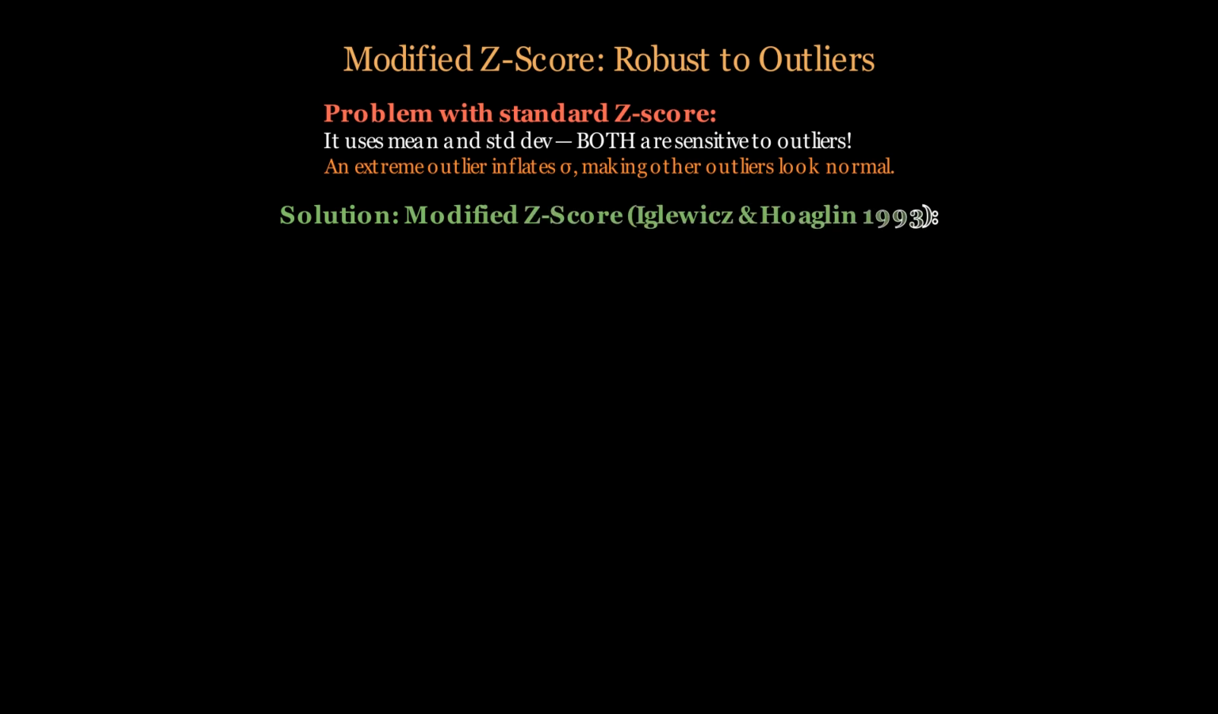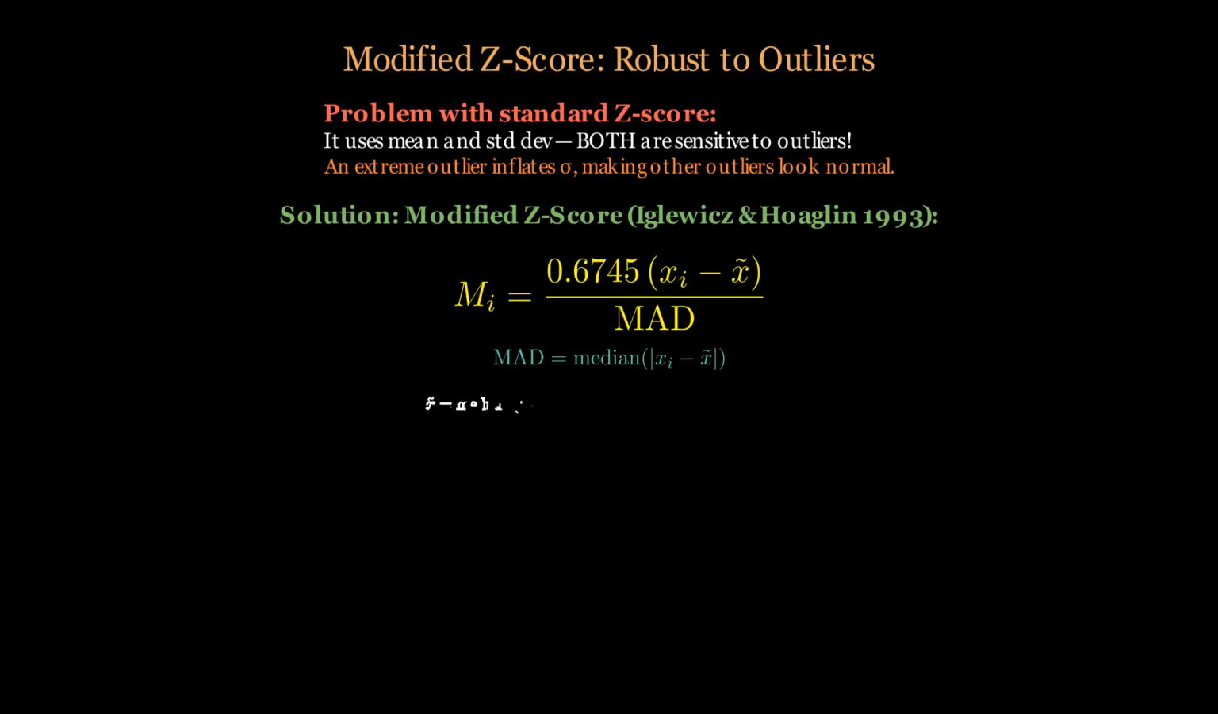The solution is the modified z-score, developed by Iglewicz and Hoaglin in 1993. Instead of mean, it uses the median, which is completely resistant to outliers. Instead of standard deviation, it uses the median absolute deviation, or MAD, the median of all absolute deviations from the median. The constant 0.6745 rescales MAD to be comparable to sigma for normally distributed data.